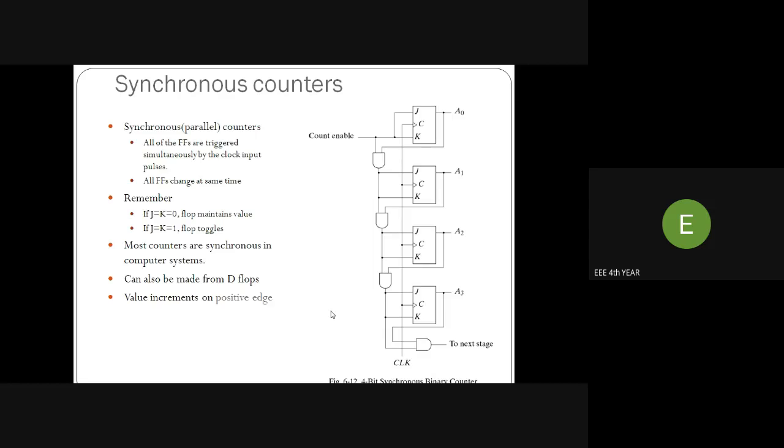So remember, if J equal to K equal to 0, the flip-flop maintains the output value as same. Suppose J value and K value are equal to 1, the flip-flop toggles. If we send the clock pulse, the output toggles. Suppose the previous output is 0, now the output is 1. Suppose the previous output is 1, now the output toggles to 0. So most counters are synchronous in computer systems because of the need for high speed.